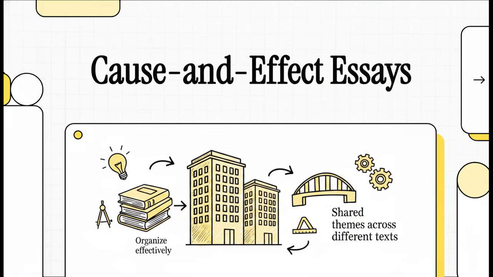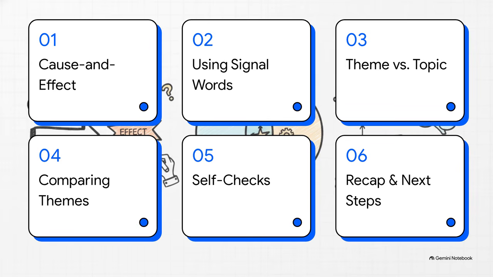Welcome to this explainer. Today, we're taking a slightly different approach. We're going to treat reading and writing like an architect's blueprint. If you're looking to really master the cause and effect essay, think of it like constructing a massive, sturdy building. We're going to focus entirely on how you organize your ideas and how to accurately compare a shared theme across different texts. Okay, let's just dive right into the blueprint.